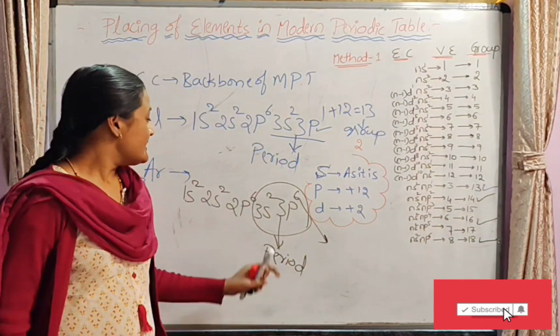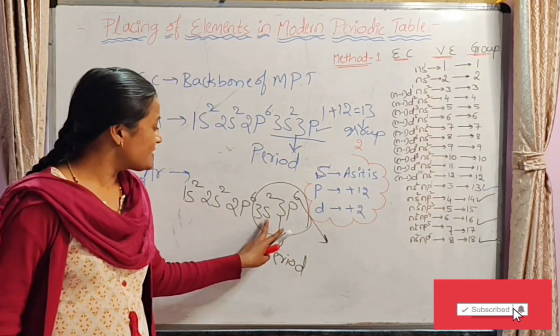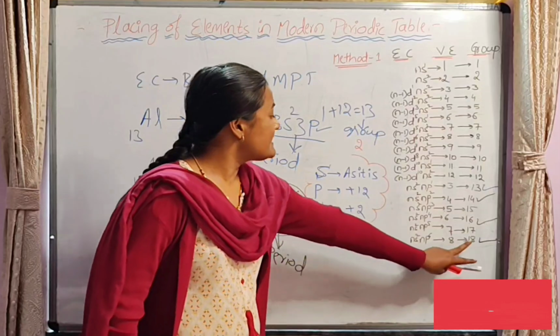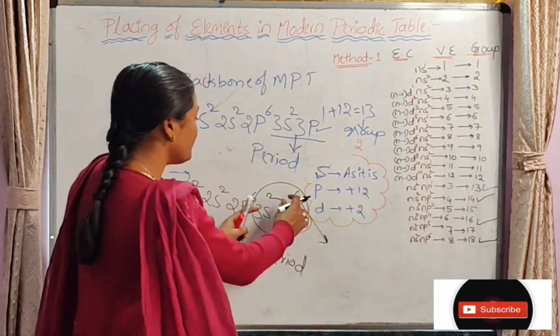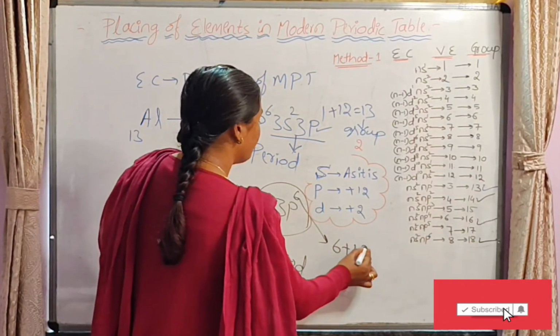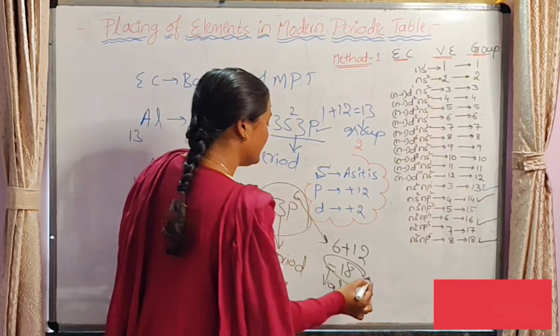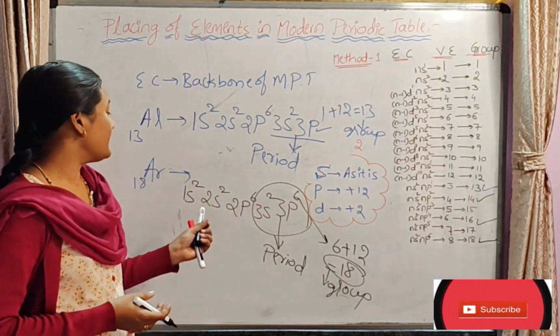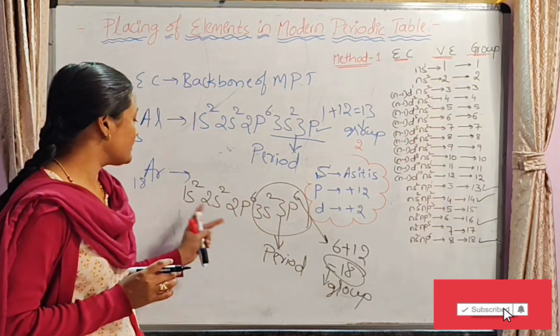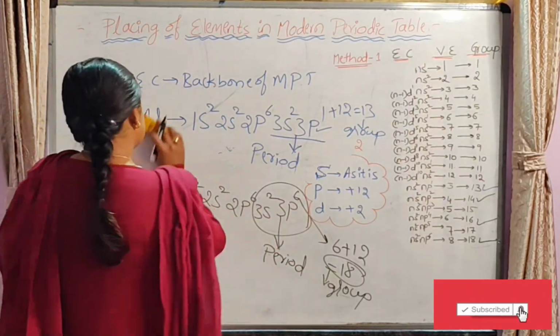How do you get the 18th group? See here, the valence shell electronic configuration is ns2 np6. Therefore, ns2 np6 belongs to the 18th group. See here, if you add plus 12, 6 plus 12 is equal to 18, which means that 18 is the group number. Like this, you have to calculate the group number and period number. Last example we take.